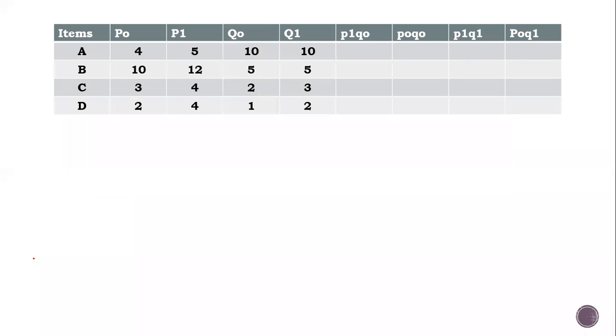So I've done the table over here. They have given us the price of the base and the current year, quantity of the base and the current year. We have to find, because now in Laspeyres and Fisher we require all the information. We need the summation of all. So we'll first write all the information of all this.